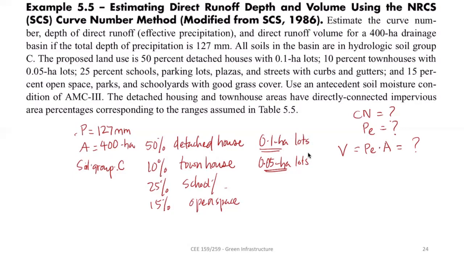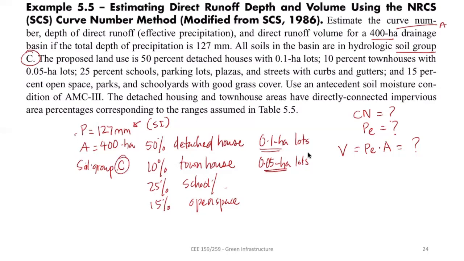Then it gives you all these other factors. It says the precipitation is 127 millimeters. So this is SI units. And the area is 400 hectares. That's the total area, and it also gives the soil group. This is soil group C. That's important, so this is C. That will be essential to calculate curve numbers.